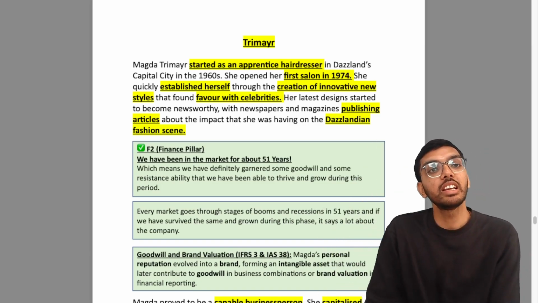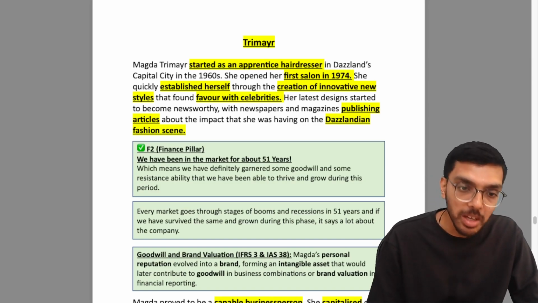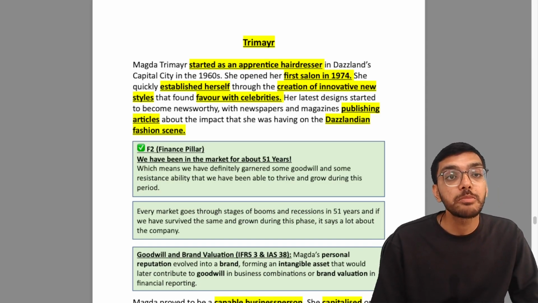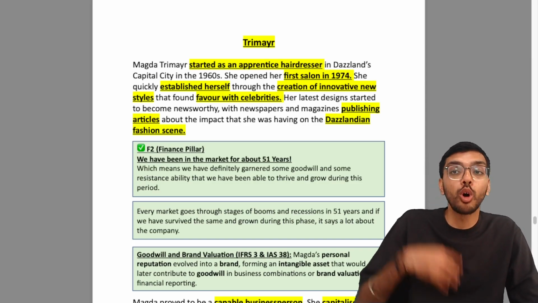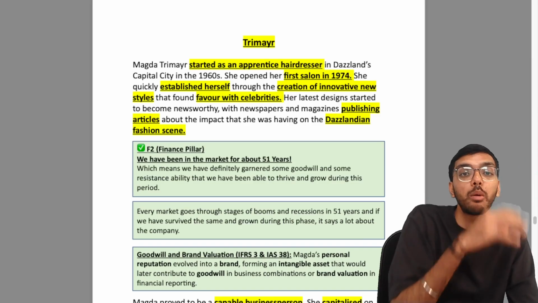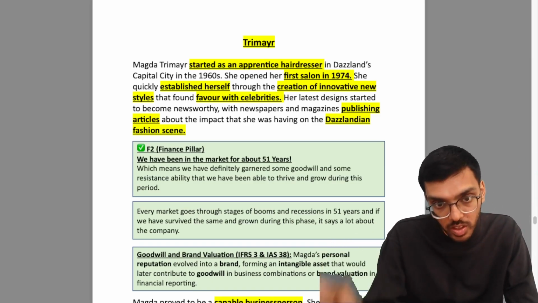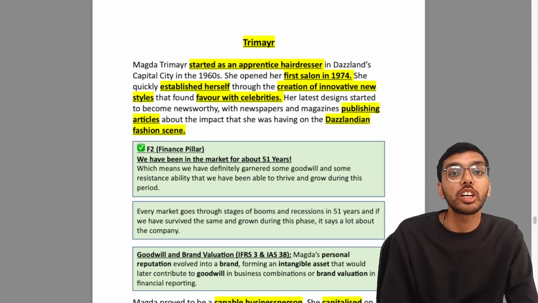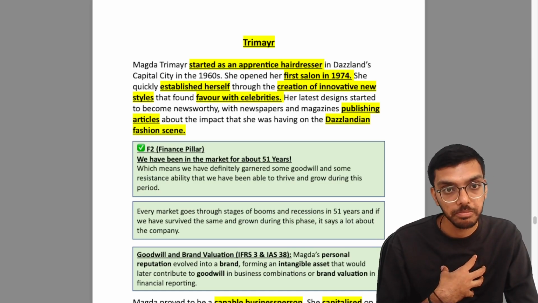Now we finally start speaking about Trimayr. Finally, the Trimayr discussion has come up. Up until now, we did a little bit of an intro, then we started speaking about the hairdressing market, and then specifically focusing on the Dazzland market. We did all of that, plus we have done our industry analysis. I hope you are making your list of topics, continuously following up on that. Now we actually begin the discussion for my company, the details of my company.